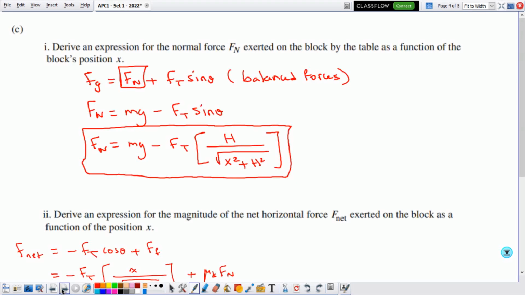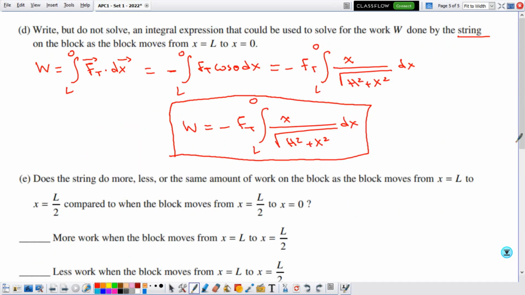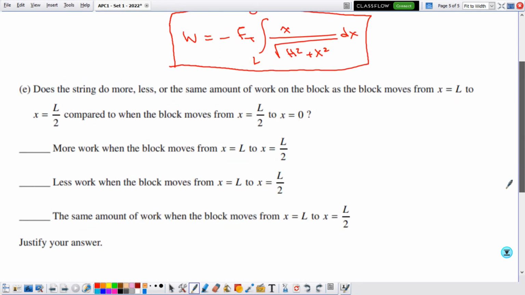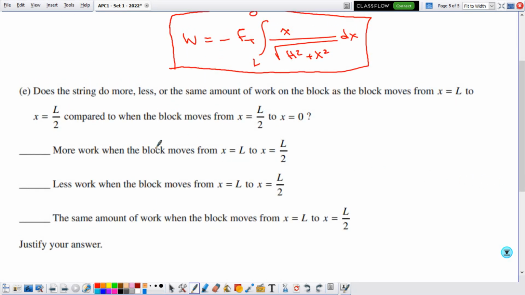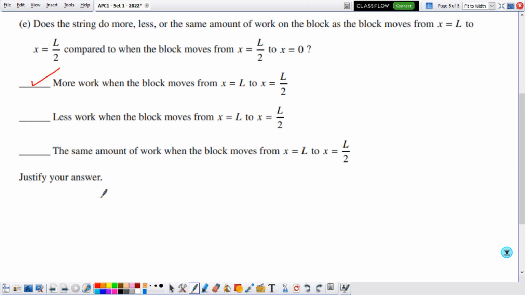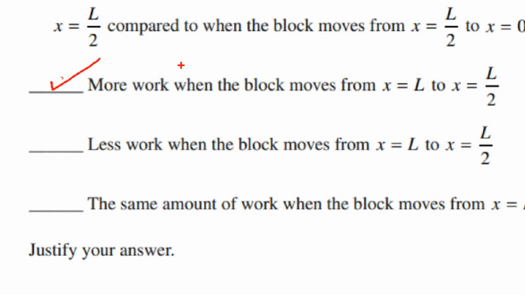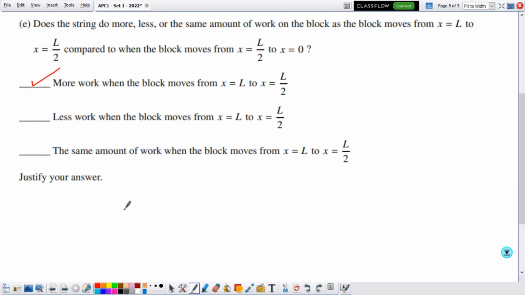So here, if we refer back to the question, they're telling us, does the string do more, less, or the same amount of work on the block as the block moves from x is equal to L to x is equal to L over 2 compared to when the block moves from x is equal to L over 2 to x is equal to 0. So basically in the first phase it will be doing more work, and we need to justify our answer. Usually they will give you a specific mark for choosing the correct answer, and the justification would have another mark.